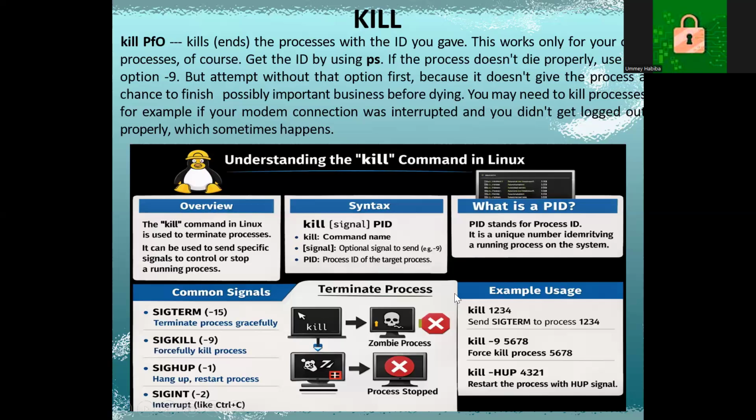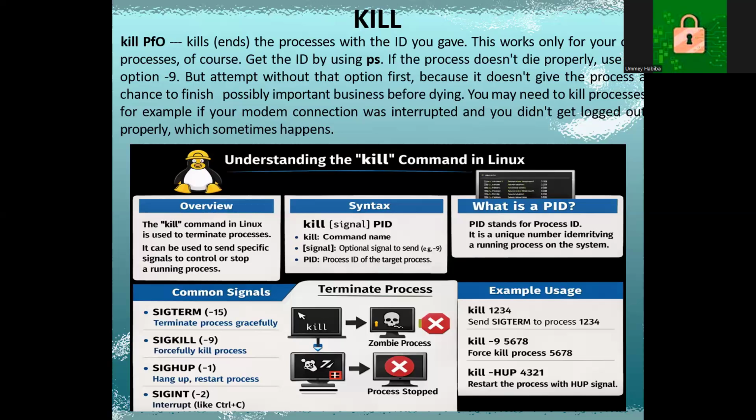The basic syntax of the command is kill followed by the PID, the process ID of the target process, where PID is the process ID of the program that needs to be terminated. For example, if a process has the ID 3456, the command kill 3456 will send a signal to stop that process.